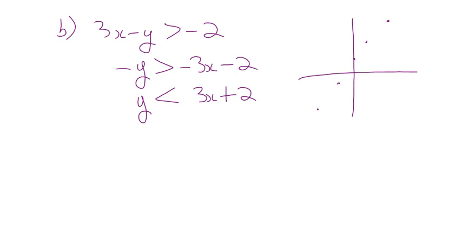Okay, so we really wanted to draw a dashed line to indicate that points on this line are not part of the solution. Should it also be bendy like yours?